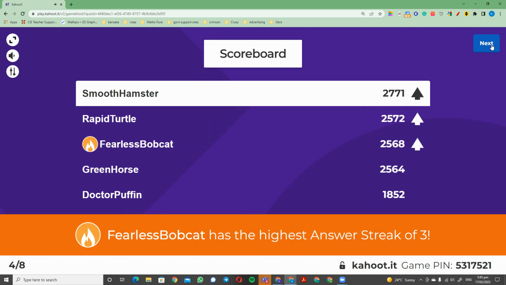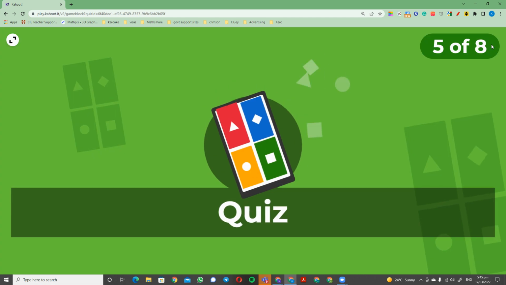Fearless Bobcat picked up Rapid Total and Smooth Hamster in the lead. We can see it's quite a tight challenge here. Everyone in the 2,500 to 2,700 region. All right, keep it up.